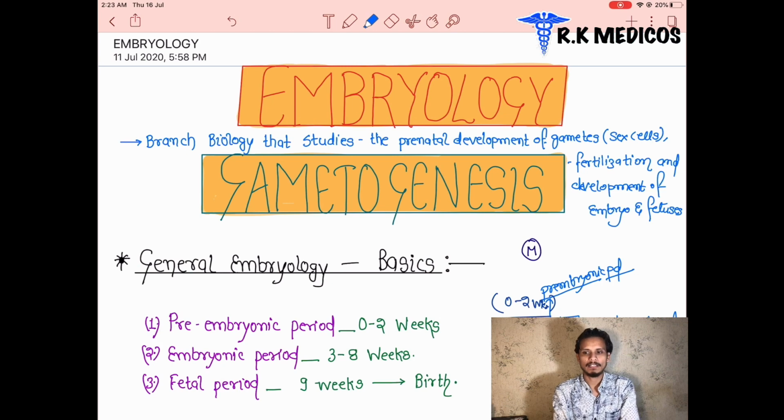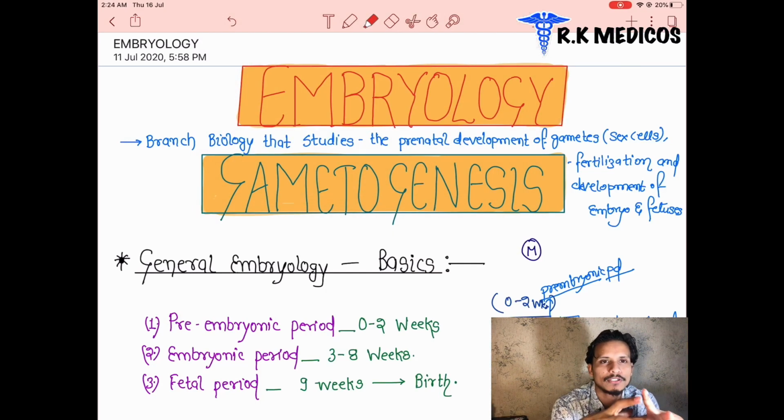In embryology, we are going to discuss the basics of embryology. First of all, we are going to discuss the definition of embryology. What does it mean? Embryology is the science of biology. It is the study in which we discuss the formation of our gametes or sex cells, the fertilization, or the development of our fetus and its different parts.